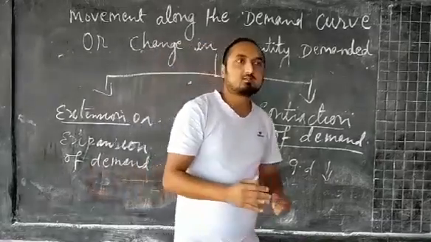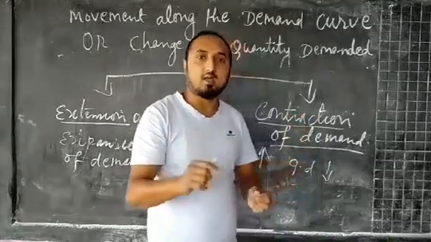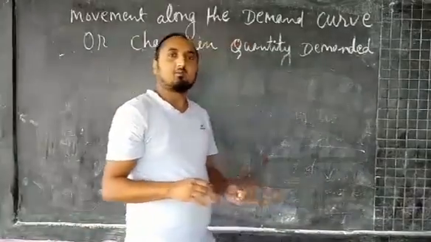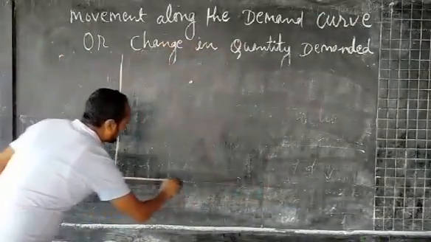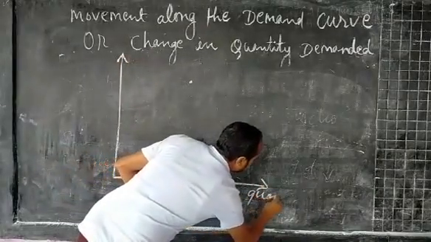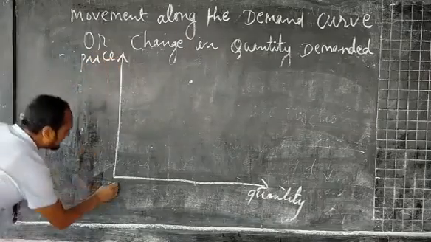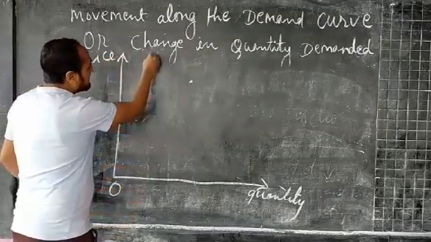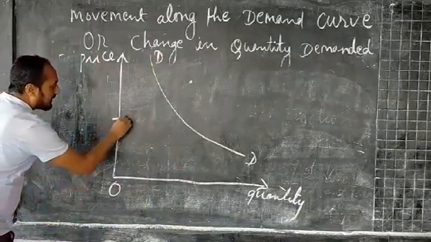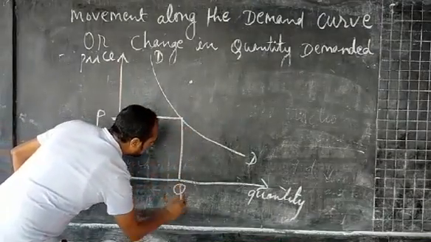So this explanation of extension of demand and contraction of demand can also be explained with the help of a diagram. Now I am going to explain the extension of demand with the help of a diagram. Similarly, we will draw the x-axis and y-axis. Here we will measure the quantity, and in the y-axis we will measure the price. This is our origin, and we know that the shape of the demand curve is downward sloping. Similarly, we will consider the initial price P. At price P, suppose the quantity demand of the commodity is Q.